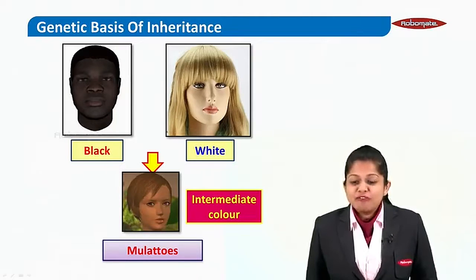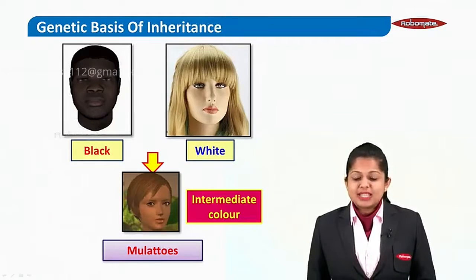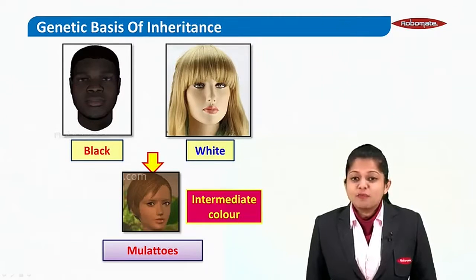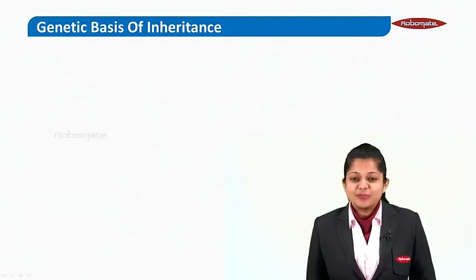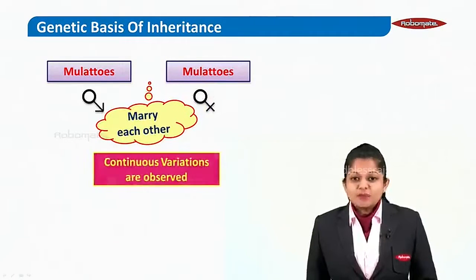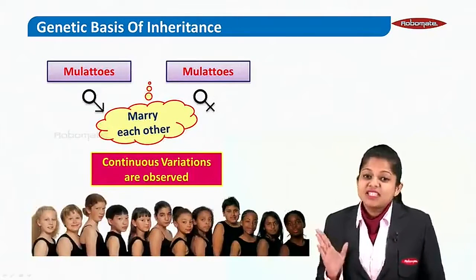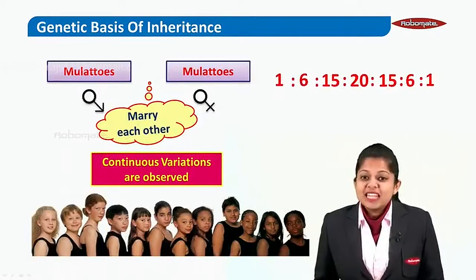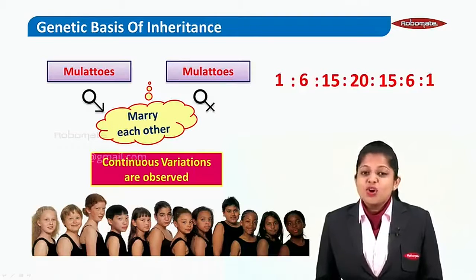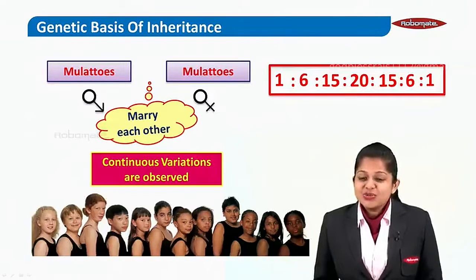Now this is a kind of phenotype which is otherwise also seen in the case of incomplete dominance. But then what is different in the case of polygenic inheritance? Let us observe. Further, when these mulattoes marry each other, they produce offspring with continuous variations, as we see in this image. These variations were seen to be in the ratio 1:6:15:20:15:6:1. Do not worry students, we are going to study this ratio in detail.